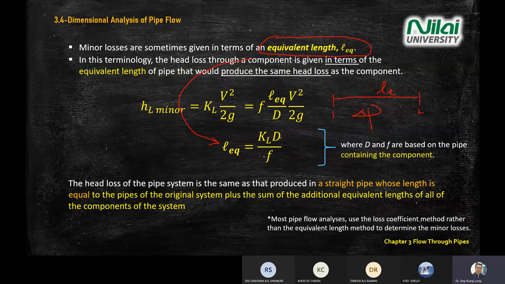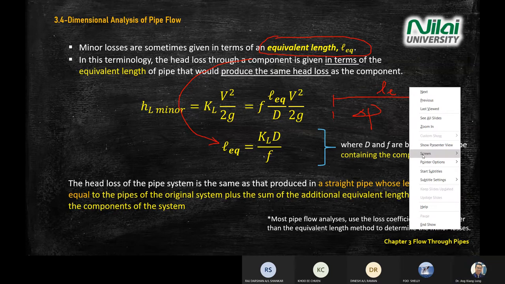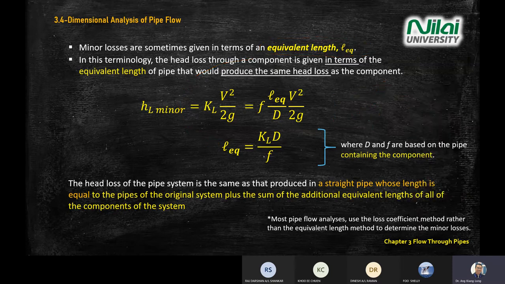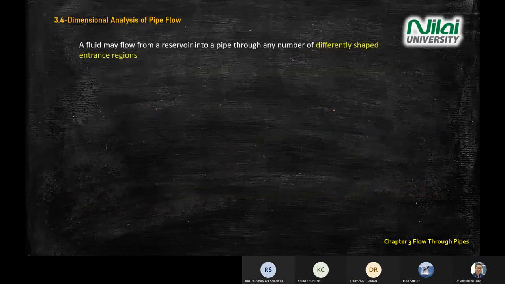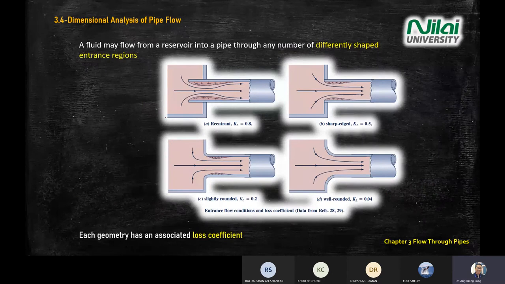If you change the diameter, you change the loss coefficient, you change the friction of the pipe, then what is the equivalent length to get the same pressure drop, for example? Okay, so this is the equation to calculate the equivalent length, K_L D divided by f. Then the rest is just theory. As you can see, there are lots of values of K_L or your loss coefficient.